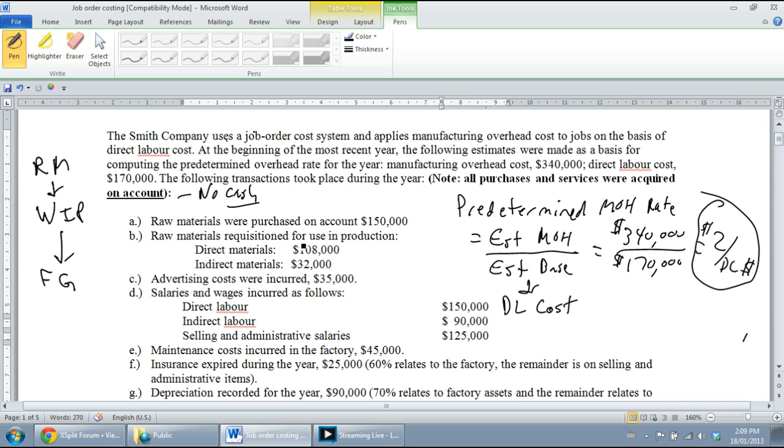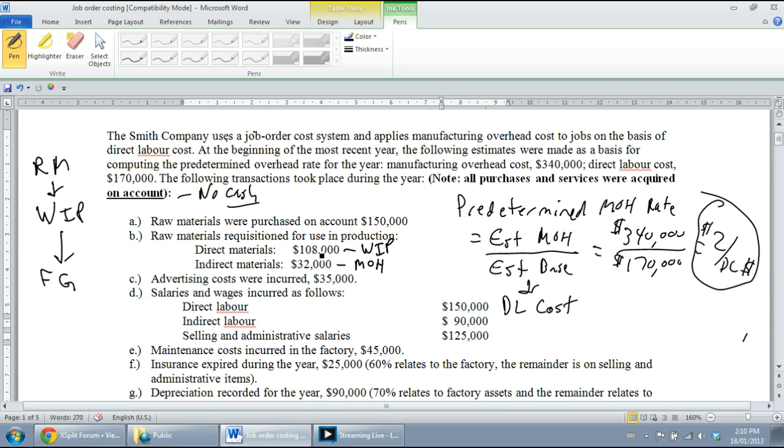So raw materials were requisitioned for use in production. Direct materials go right into WIP. As soon as we start using them, they become WIP. Indirect materials, though, will be counted as manufacturing overhead. And if you're not sure what makes for manufacturing overhead, it's all of those indirect factory costs, indirect costs that occur in the factory or in the place where we make our product.